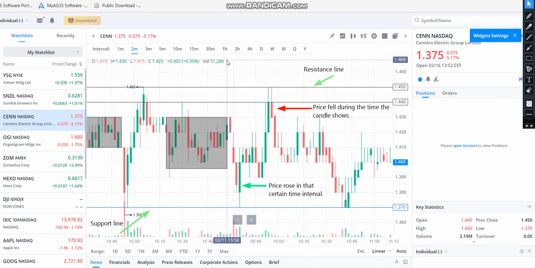So, you could also put these up on higher time spans, so an hour, which will show you what it's been doing through a whole day. But we're not going into that. I'm just going to show you basically how to read a chart, what it means.